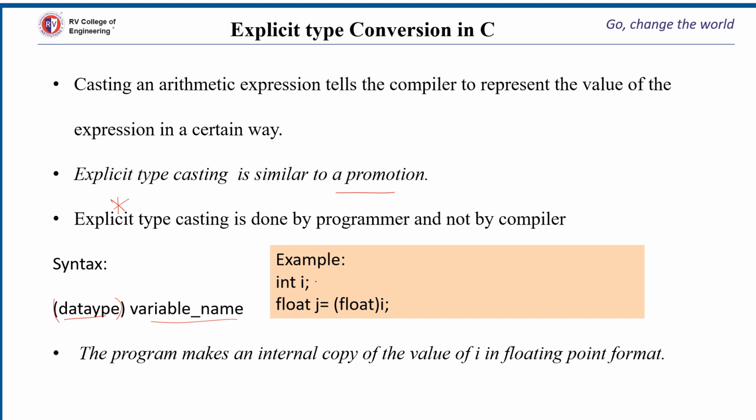For example, I have I, which is declared to be int, and float j. Now I am explicitly specifying I to be taken as float. In this case, the data type of I will not be modified in the memory, but a copy of I is taken, which is stored as its floating point value. So an internal copy of the variable I is made, and then it is assigned to your floating point variable. Usually we do explicit type conversions when we are dealing with a division operator.